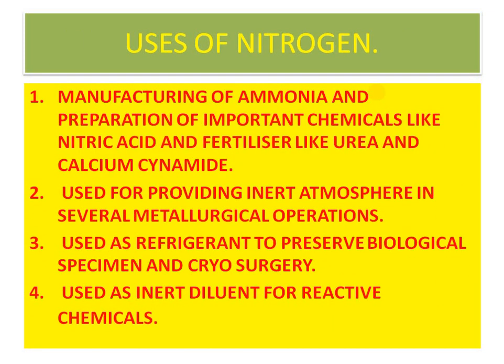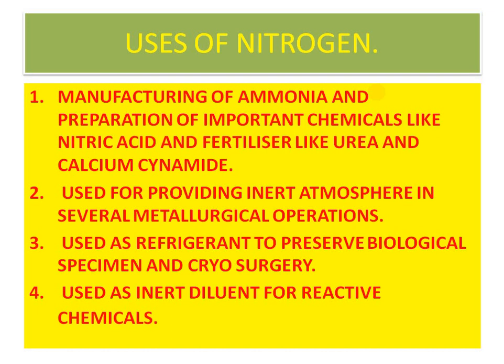Uses: manufacturing of ammonia and preparation of important chemicals like nitric acid, fertilizers like urea and calcium cyanamide, used for providing inert atmosphere in several metallurgical operations. It's a refrigerant, used in cryosurgery and in preserving biological specimens. Cryosurgery deals with low temperature study. At the temperature we are going to decrease, the surgery is taking place. That's known as cryosurgery, because the substance will get harder at that temperature. Used as inert diluent because it may not react.